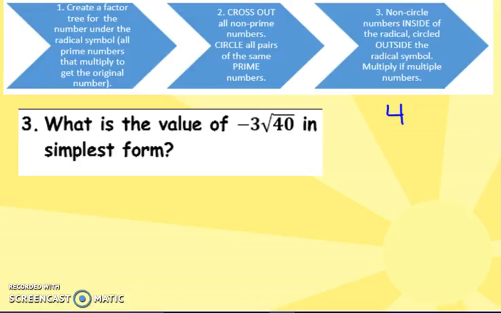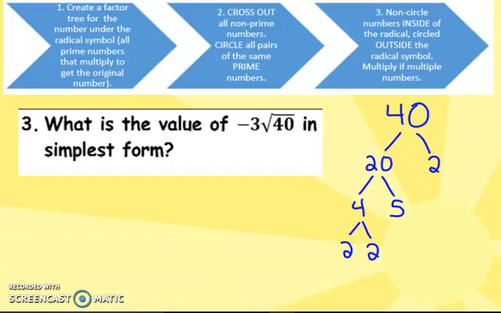We're just going to start with the number 40. I'm going to break it down. Well, I know it can be 2 and 20. 20 can break to 5 and 4, and 4 can break to 2 and 2. Now that I have my tree, I'm going to cross out all the non-prime numbers, so anything that has a stem coming off of it.